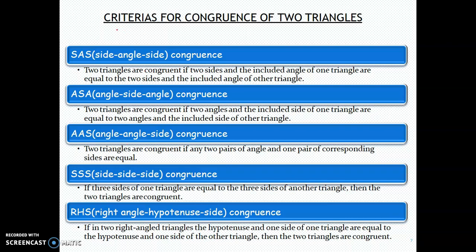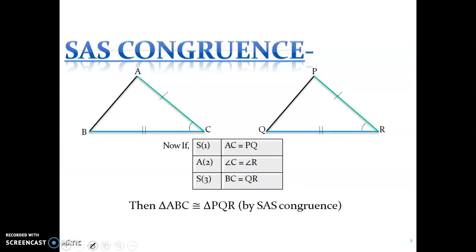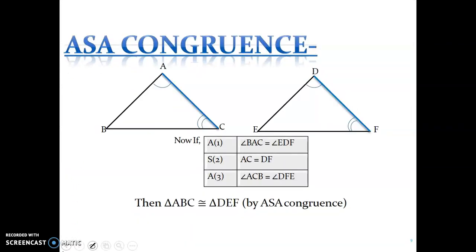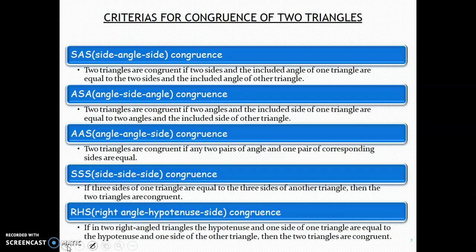These are the different criteria for congruence of two triangles. The first one is side, angle, side. This is your side, angle, side congruence. Two triangles are congruent if two sides and the included angle of one triangle are equal to the two sides and the included angle of the other triangle.